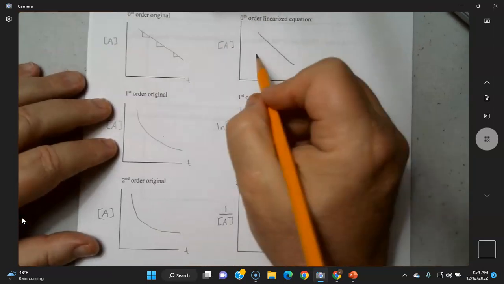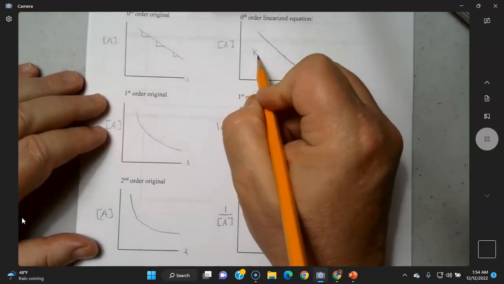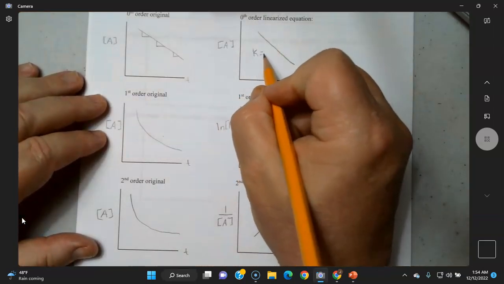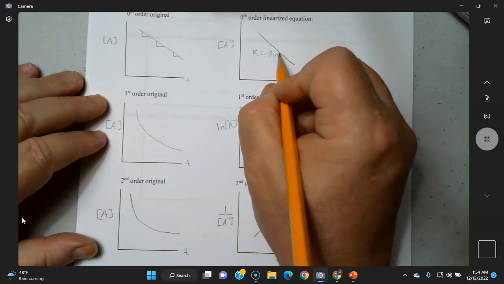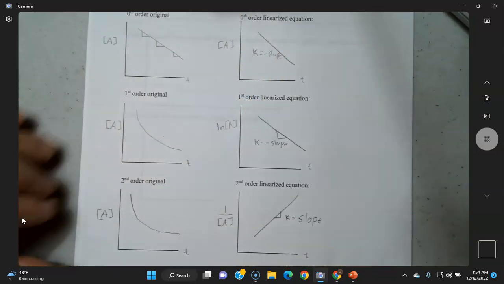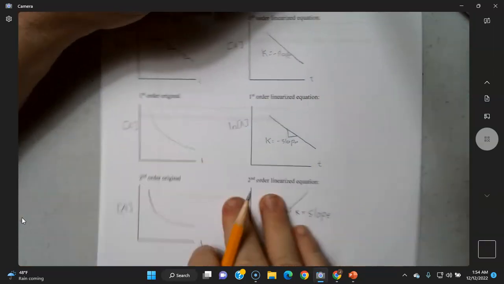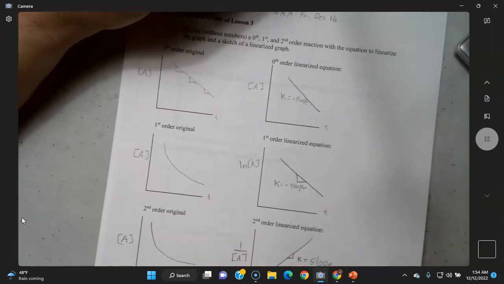And over here it's also k equals the negative slope. Right there. Okay, that's all you needed to do there. All right. Be sure you know how to get those, how to recognize those.